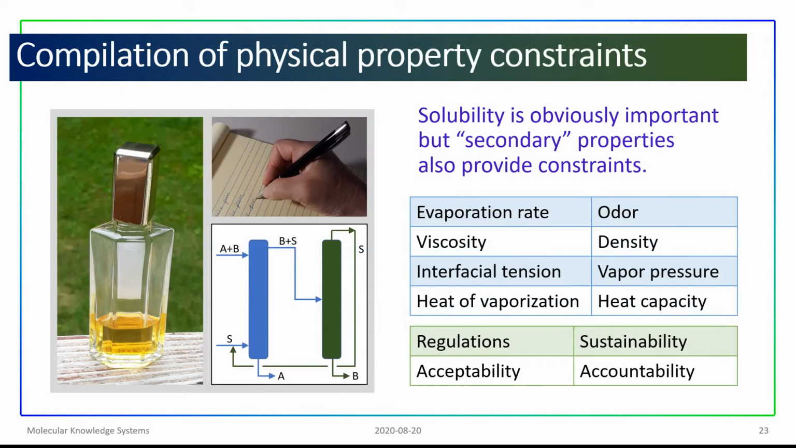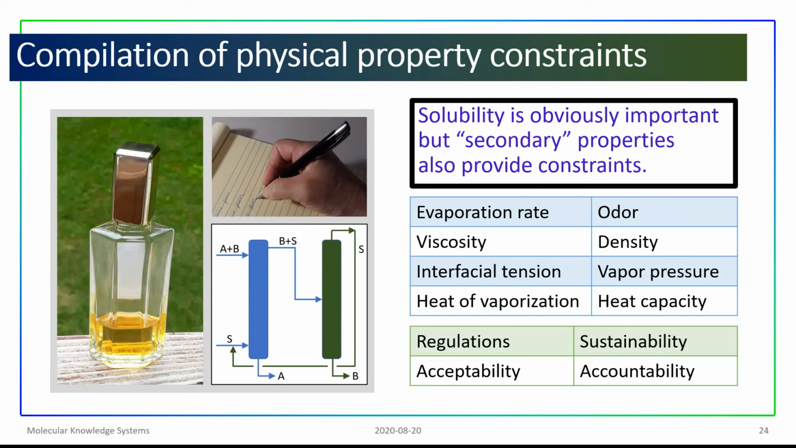The second type of constraint that solvents must satisfy are physical property constraints. Now, many people and many software tools instantly say calculation of solubility is the main task needed when you select solvents. Solubility is obviously very important, but secondary properties also provide many constraints, and very often data values for these secondary properties or estimation techniques for these secondary properties are more available.